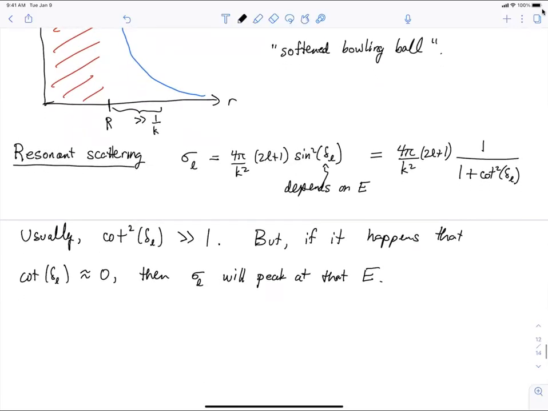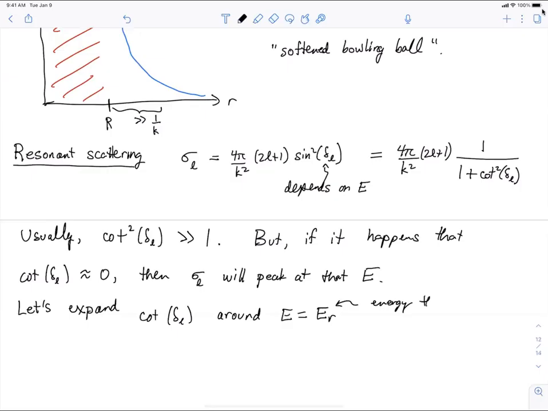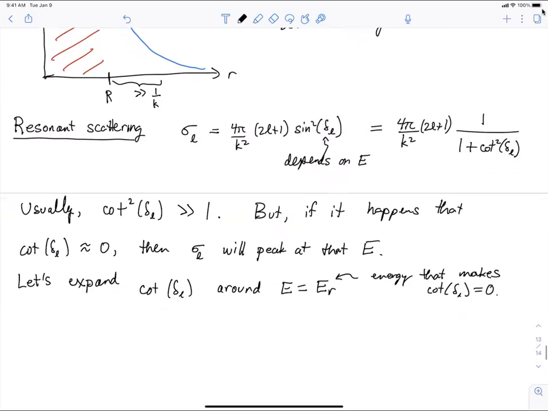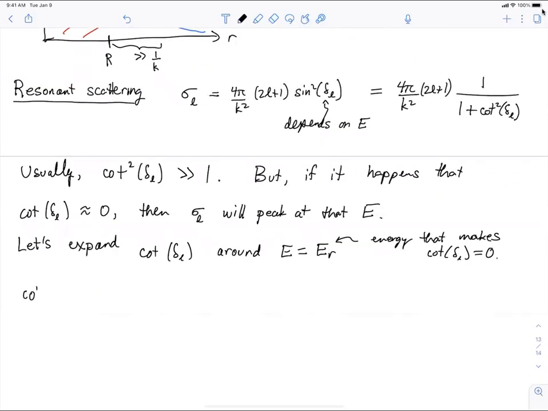Okay, and so now the idea is, let's see what happens if we expand cotangent delta L around that energy. So we're looking at energies close to that energy. I'm going to call it E sub R. E sub R is the energy that makes cotangent of delta L be small, or be 0. Okay, and so the expansion will have the following form.